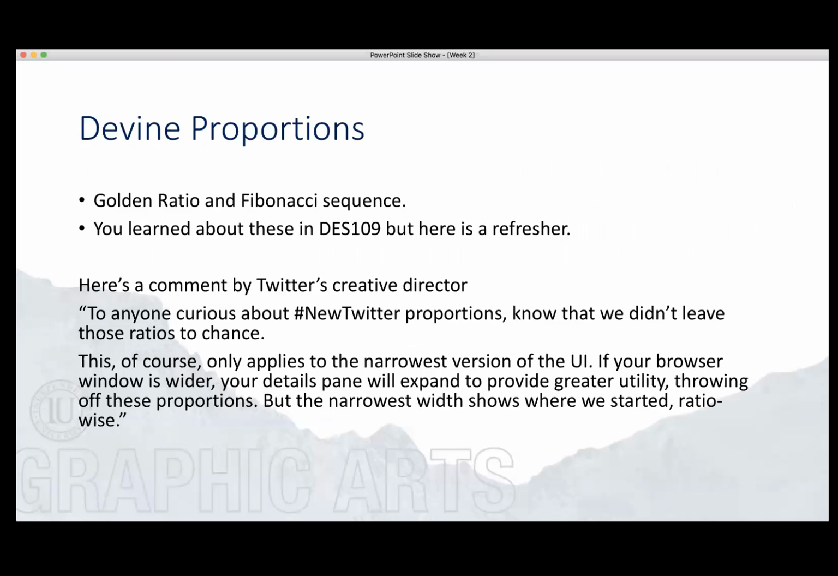Let's talk about divine proportions, the golden ratio and Fibonacci sequence. You've learned these in DS 109. I went over them again in DS 241. But think about the new Twitter layout. How many of you, did either one of you notice Twitter changed their layout about 8 months ago? 8 months to a year ago, somewhere in there.